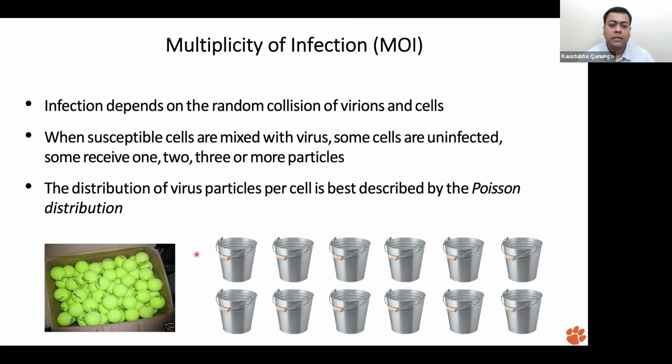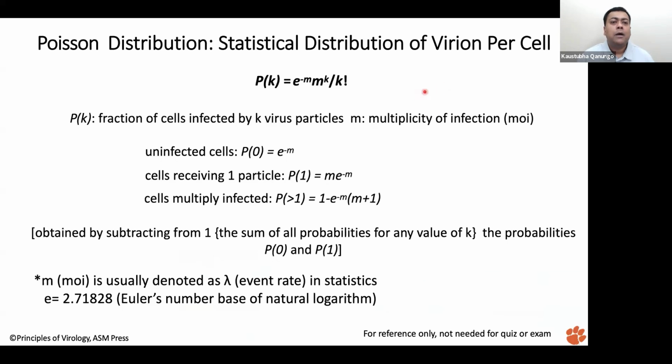Again, the math part is not needed, but just for your reference, how you calculate this is the Poisson distribution. So here, Pk is e to the power minus m, m to the k, over k factorial. Here, Pk is the fraction of the cells infected by k virus particles, and m is the multiplicity of infection, or MOI. We'll break it down in a very easy way. Again, remember that I said this is for reference only, not needed for the quiz or exam. But in a virology course, we definitely need to understand how we come to this number, the MOI. That's why we are talking about this.